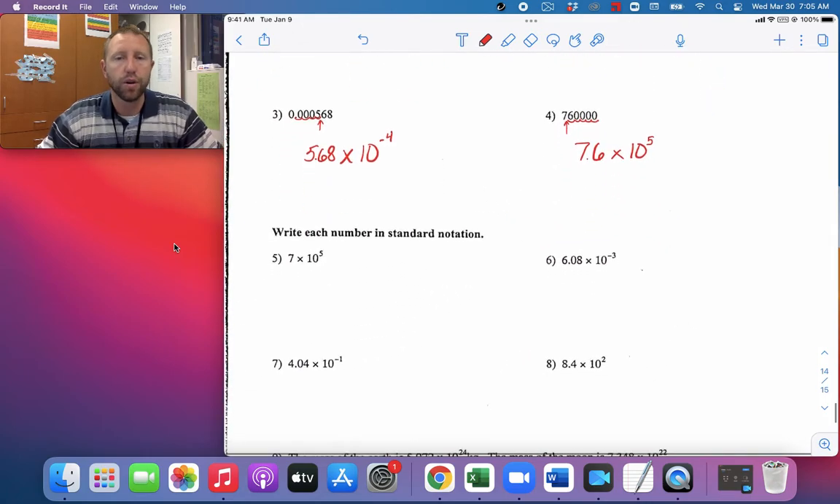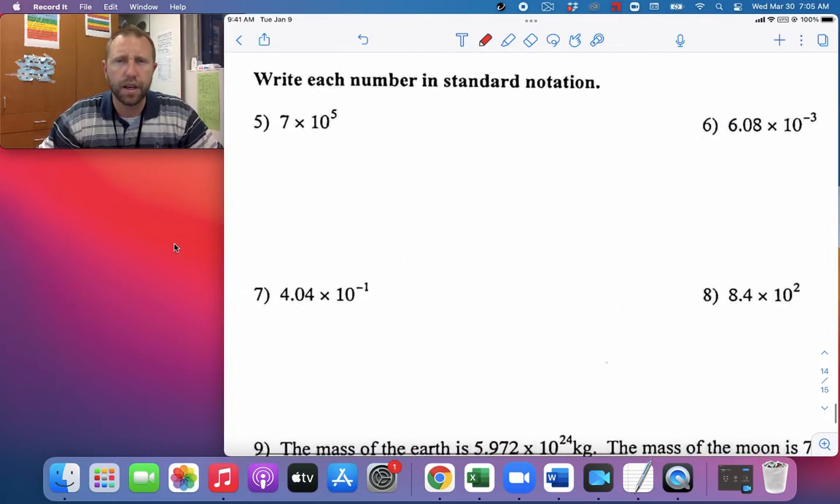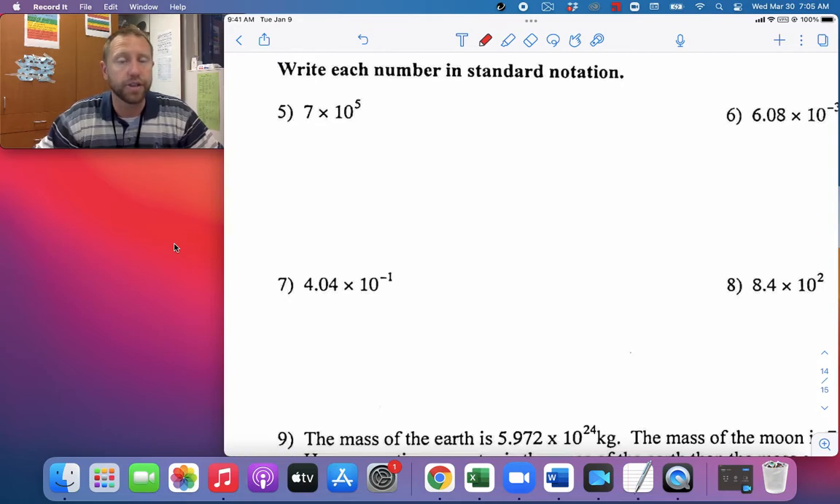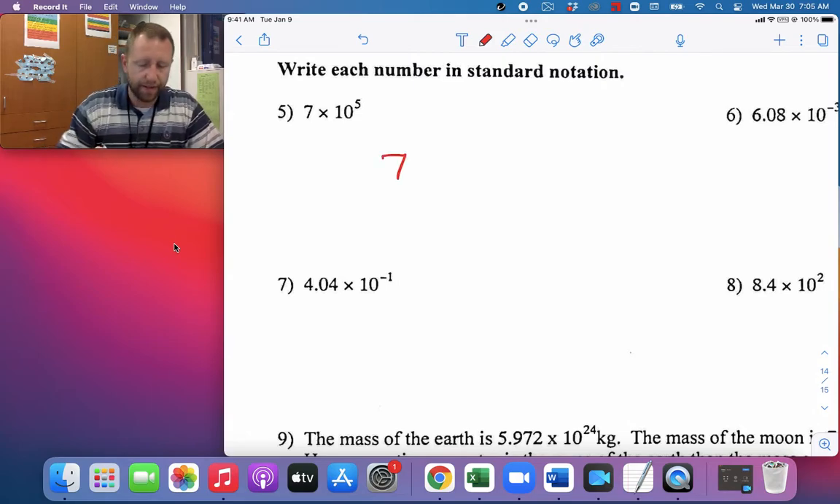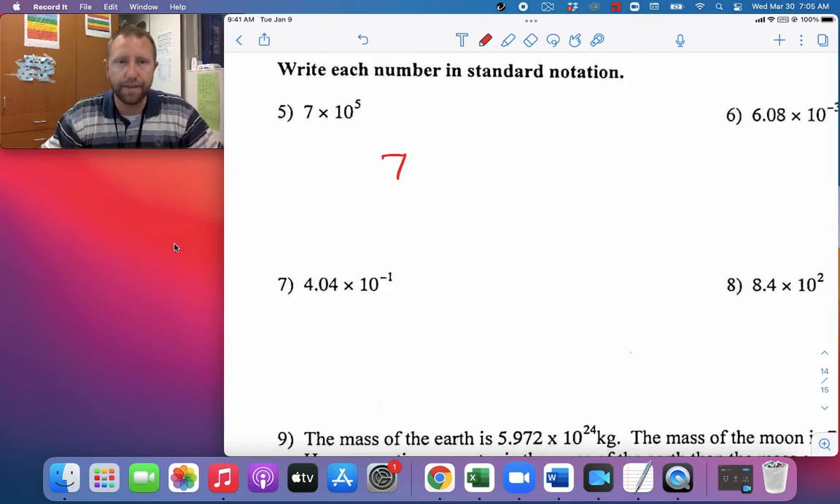Okay. Going the other way, to write each number in standard notation, I always start by writing the number that's in front of the times 10 by itself. So it's just 7 by itself. Put the decimal where it belongs if it doesn't have a decimal on there already. So 7, where's the decimal on the number 7? It's at the end, it's behind it.